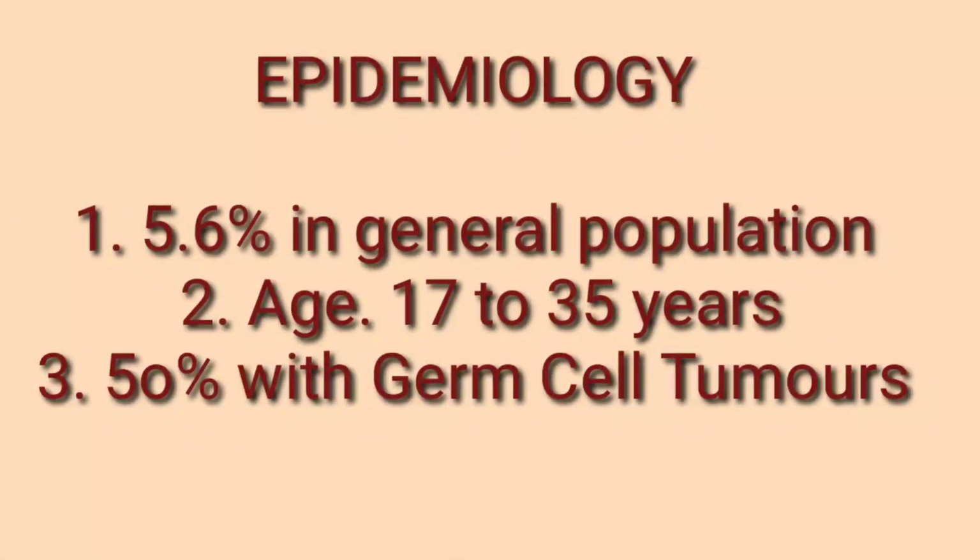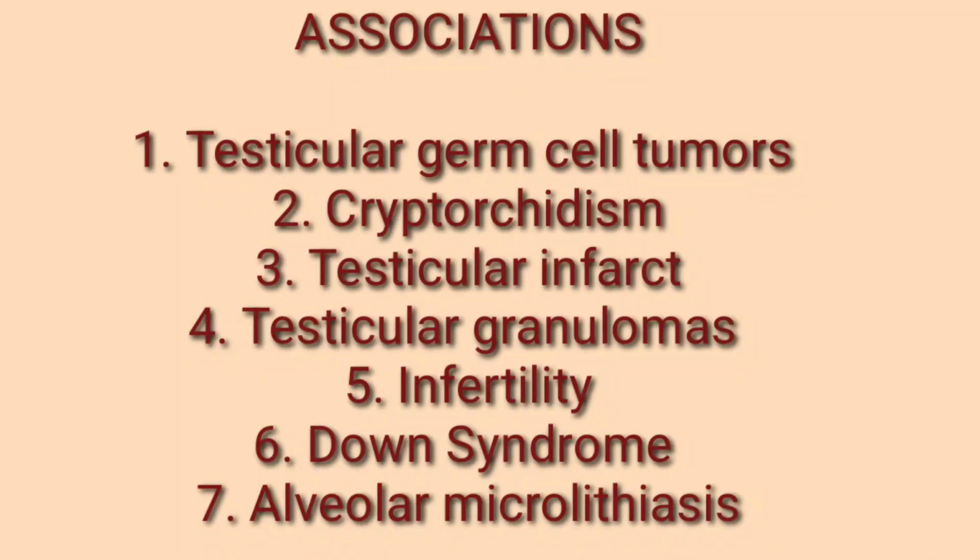Testicular microlithiasis can be seen in 5.6% of the general population, and usually the age at which microlithiasis can be seen ranges from 17 to 35 years. 50% of testicular microlithiasis cases are associated with germ cell tumors. There are some other disease association patterns with testicular microlithiasis, including testicular germ cell tumors, cryptorchidism, testicular infarcts, testicular granulomas, infertility, Down syndrome, and alveolar microlithiasis.